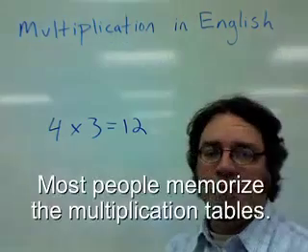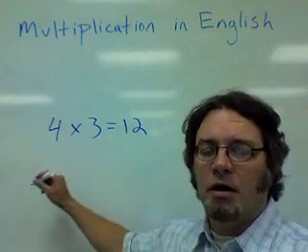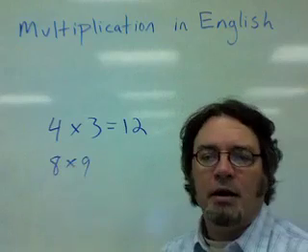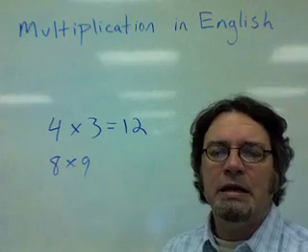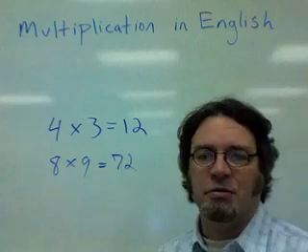Most people memorize the multiplication tables. So if you have something like 8 times 9, you can remember 8 times 9 equals 72.